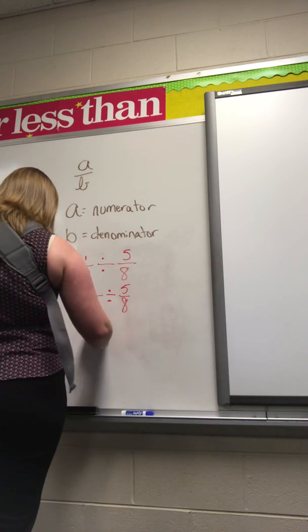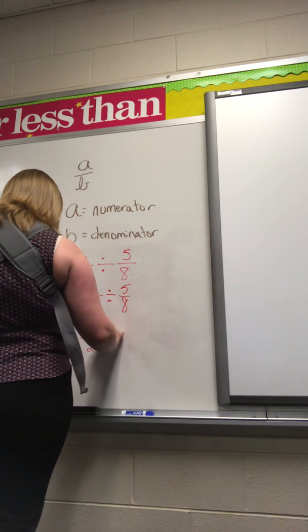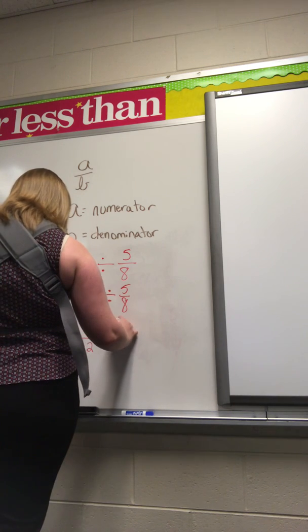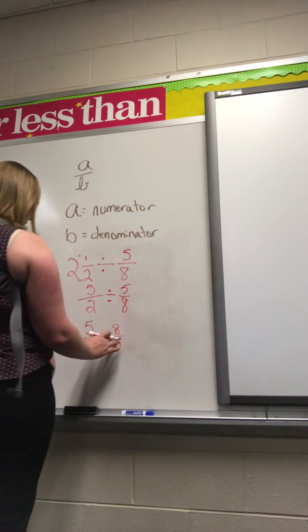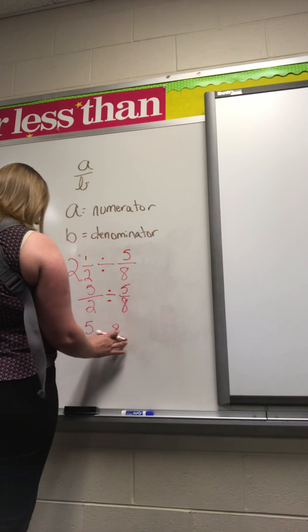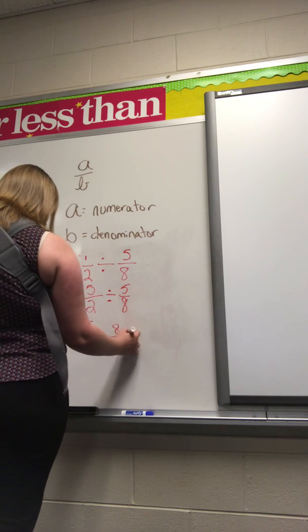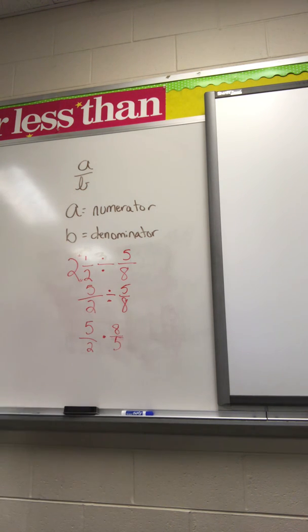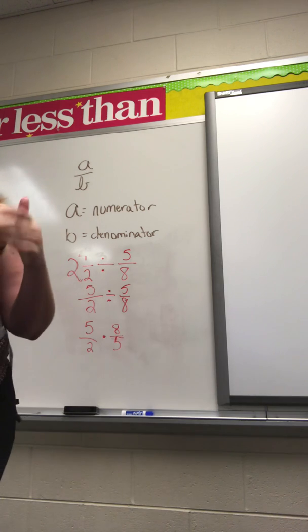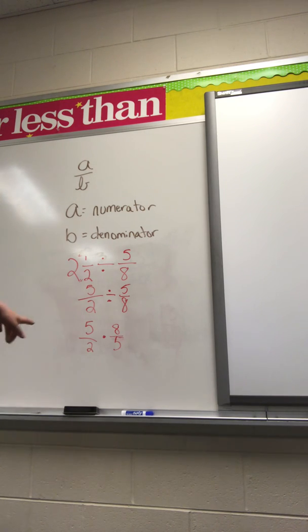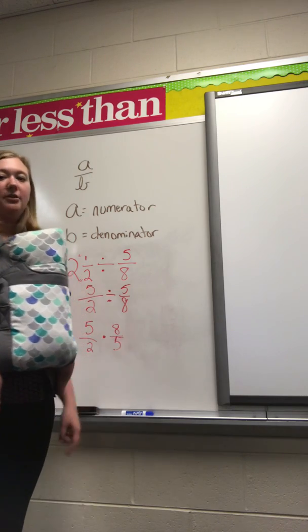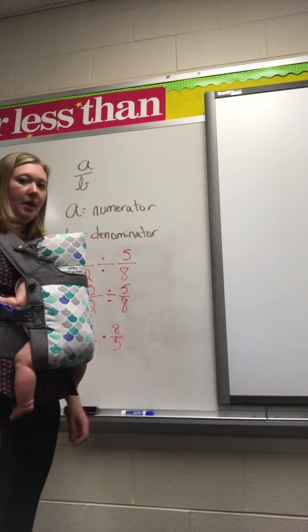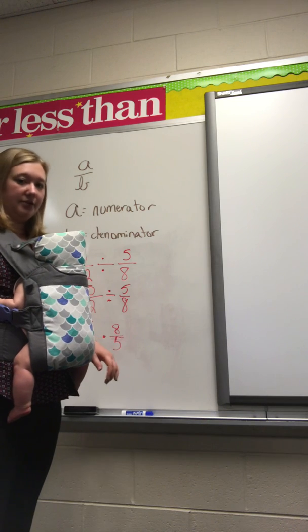So I'm going to take 5/2 times 8/5, because the multiplicative inverse is the value of that fraction when we flip it upside down. Because when you multiply 5/8 and 8/5 together, you get 1. Okay, and we call that the multiplicative inverse.